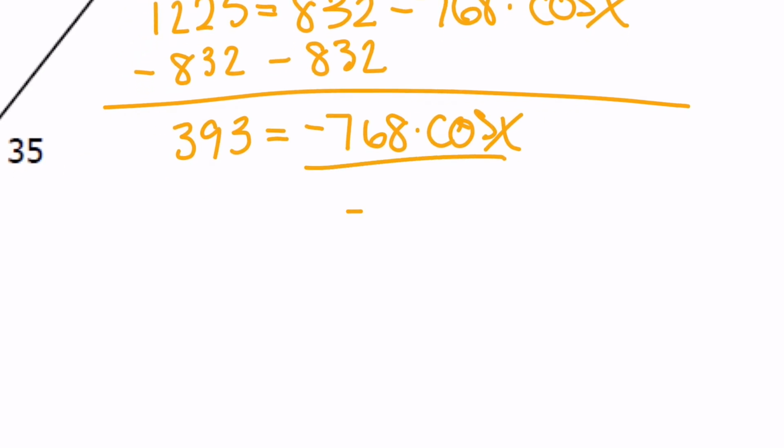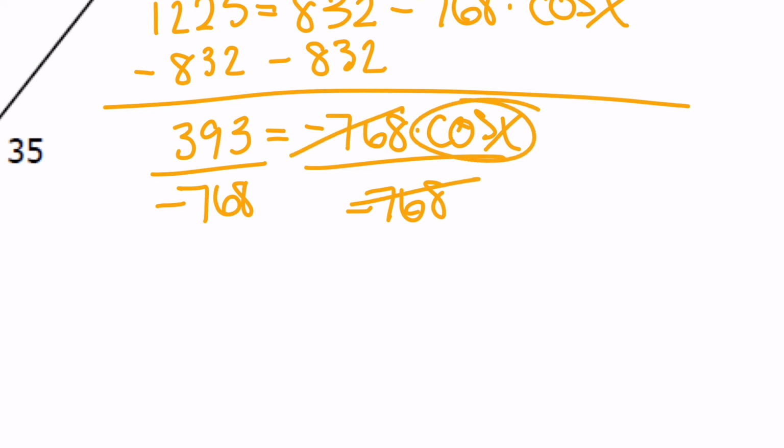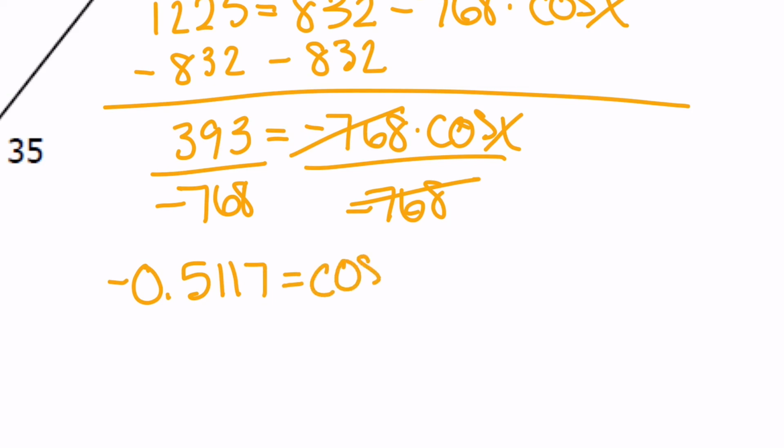Then I need to divide both sides by negative 768 so that those will cancel, leaving that cosine of x all by itself. Okay, so then I end up with negative 0.5117 equal to the cosine of x. Okay. Now this is why I decided to do this one because it's a little bit different. Because this is a negative number. That's okay. You can take the cosine or the inverse cosine of a negative number. We just haven't done that yet.